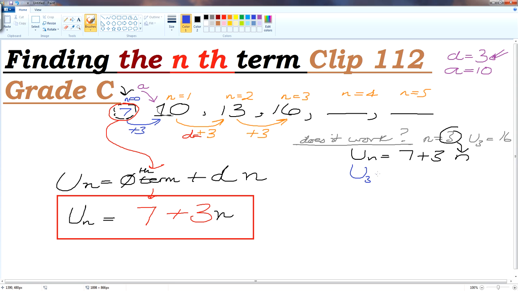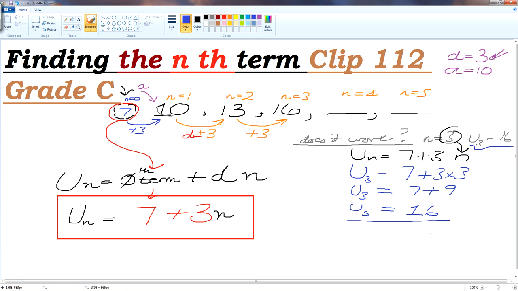So we say then, the third term in our number pattern should be 7 add 3 times 3, which is equal to 7 add 9. So the third term of our sequence should give us a value of 16. And we said earlier that that's what we expect to get. So we can say, yes, the rule works. Does it work? Yes. So we can give our rule a tick.